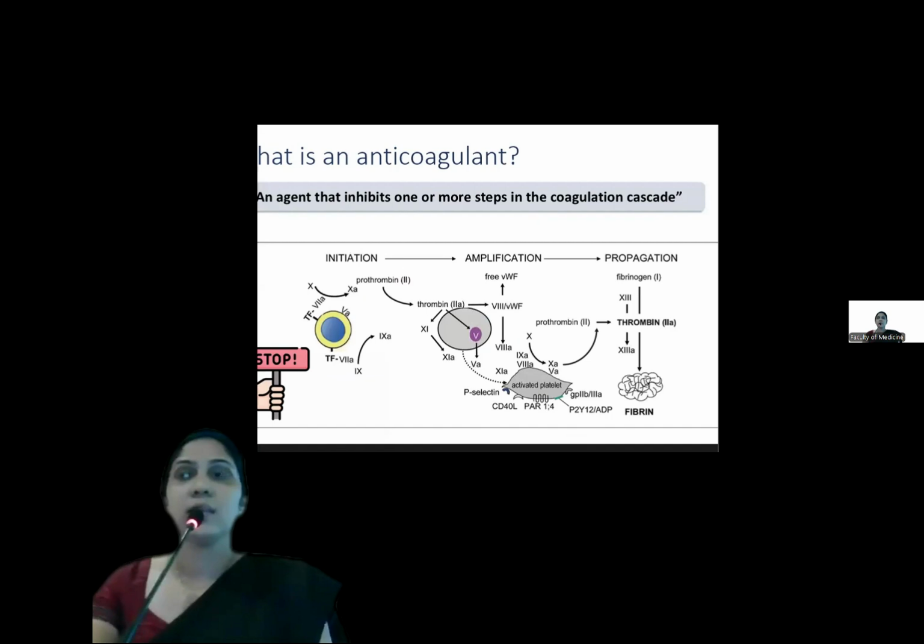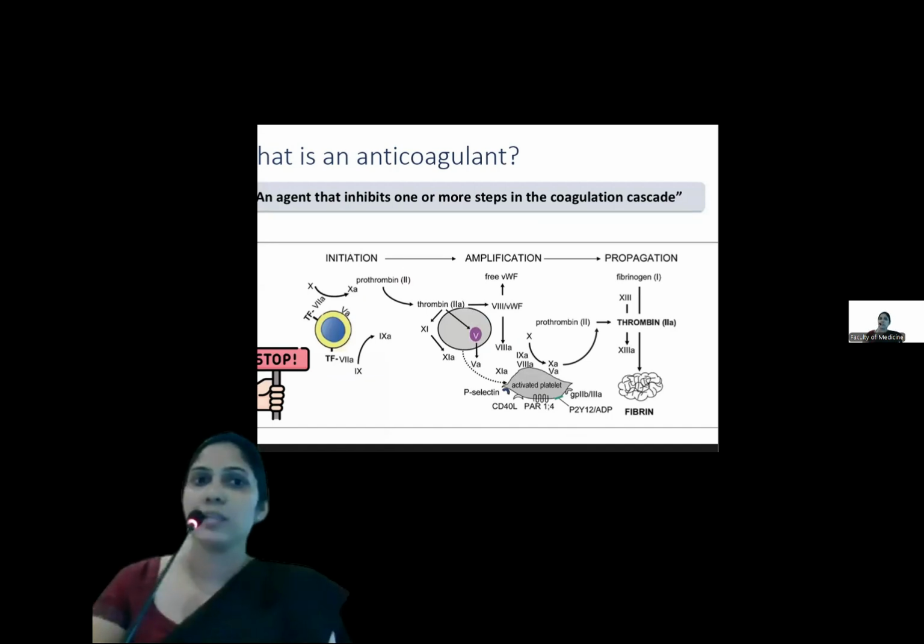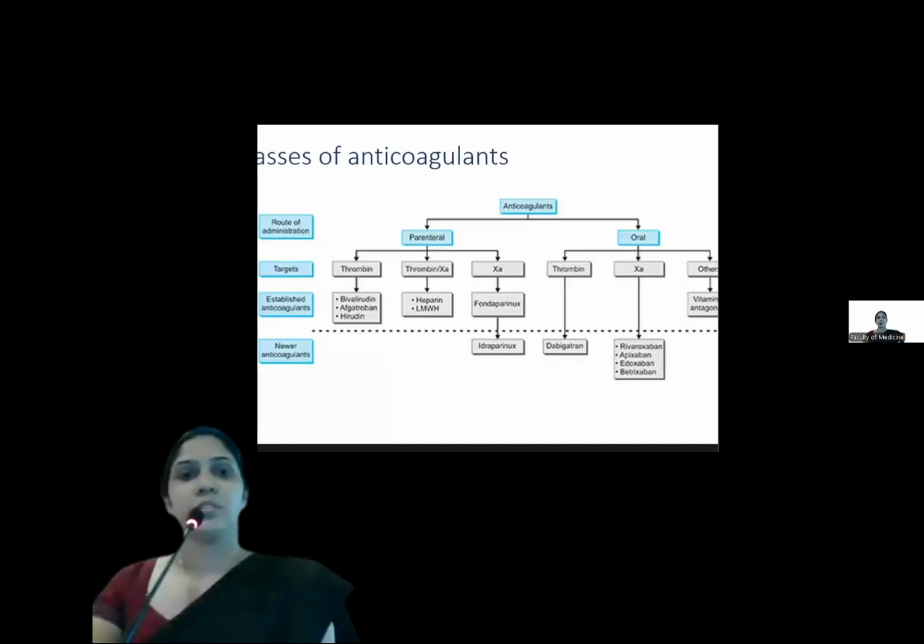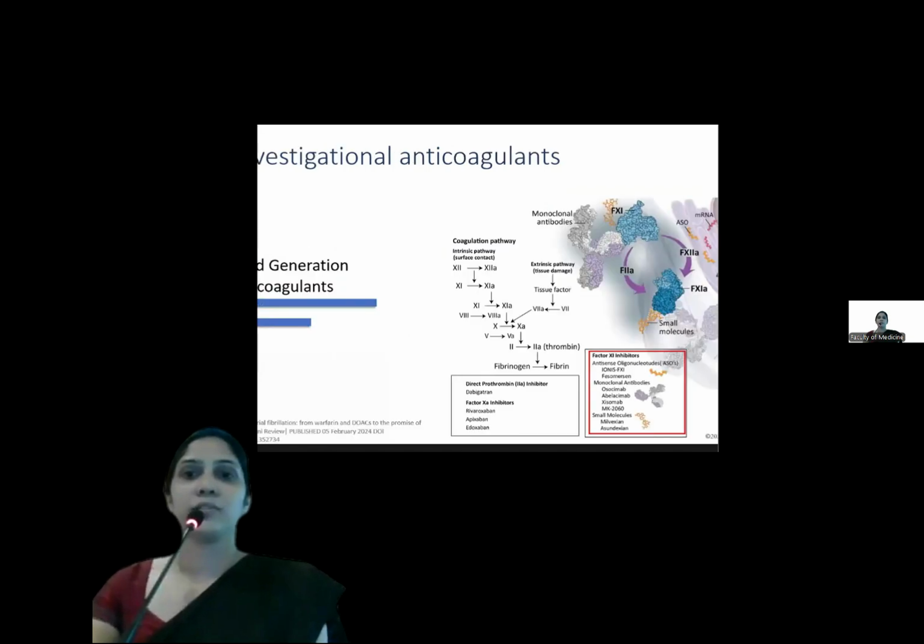So what is an anticoagulant? It is an agent that inhibits one or more steps in the coagulation cascade. Depending on the route of administration, there are mainly two classes, parenteral and oral. Oral, we have the indirect anticoagulant, vitamin K antagonist, our good old warfarin, and we have direct oral anticoagulants. There have been a lot of trials going on to identify more targeted oral anticoagulants. As a result, the factor 11 inhibitors are already in phase 3 clinical trials as third generation oral anticoagulants.